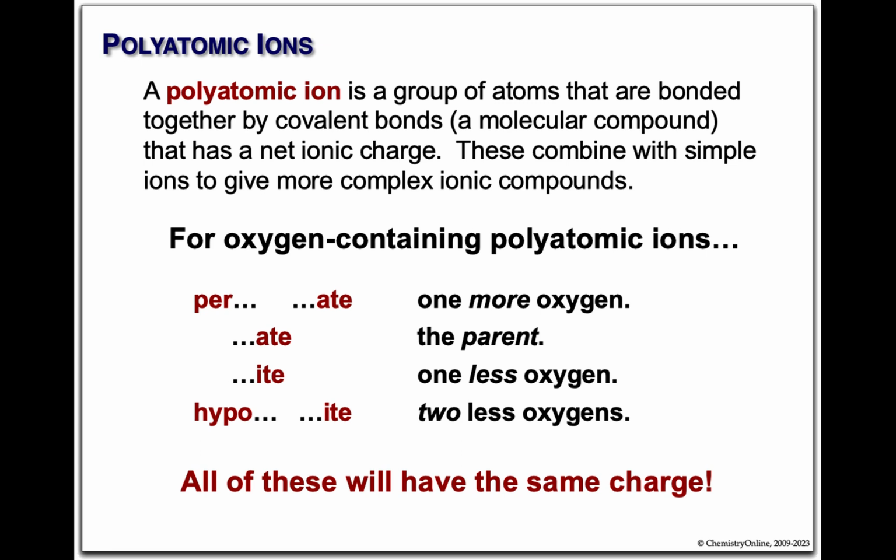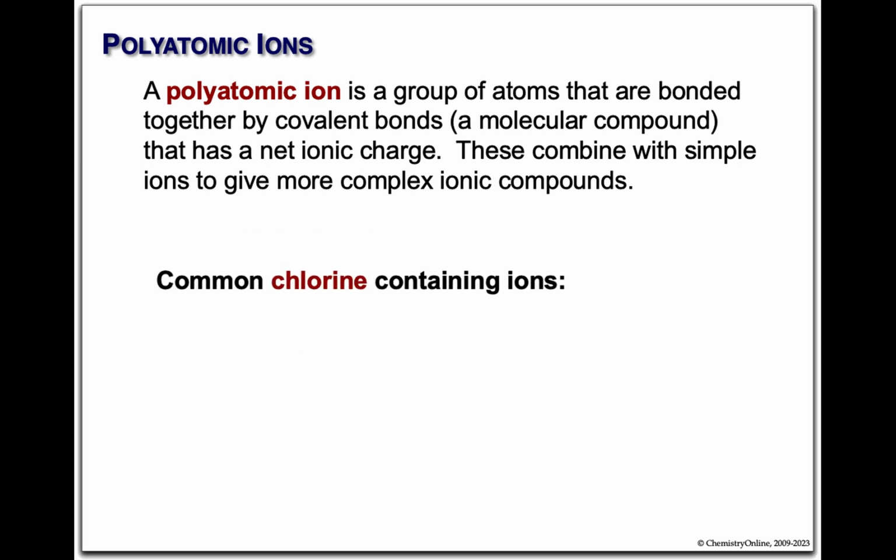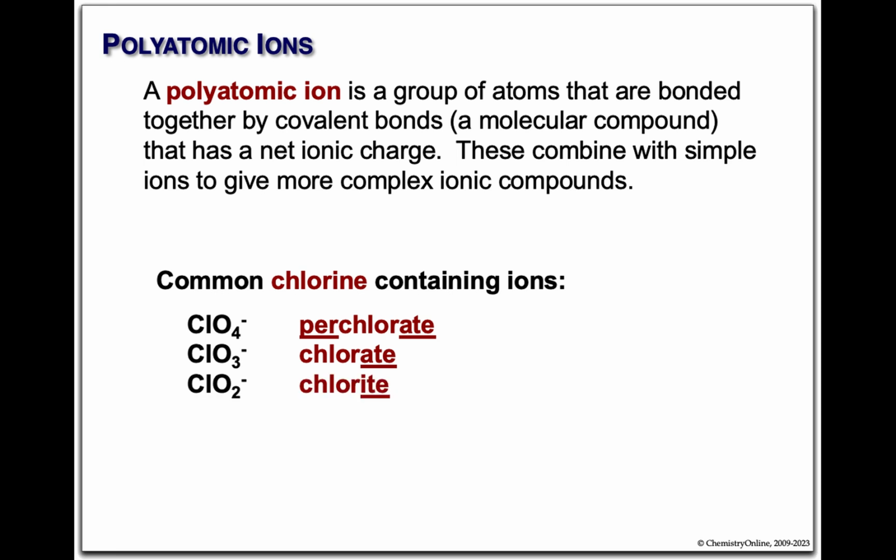So let's see how this works. Chlorine containing, this is chlor, ClO3, chlor is our root. This is our parent, so it's chlorate. If we add an oxygen, we make ClO4, perchlorate. If we take one oxygen away, we get chlorite. If we take 2 oxygens away from our parent, hypochlorite. Again, all of these are -1.